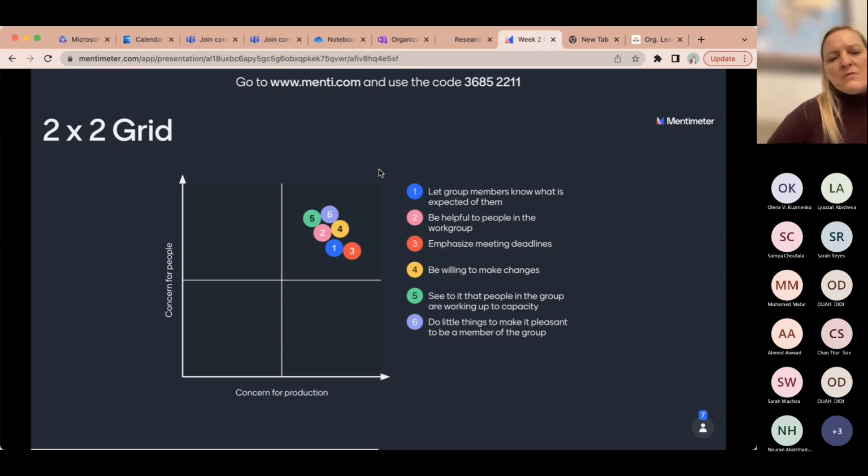So do you see the benefits, pros and cons of group dynamics for people who lead with concern for people, that human side, or people who lead with concern for production, and how we need the ebb and flow?